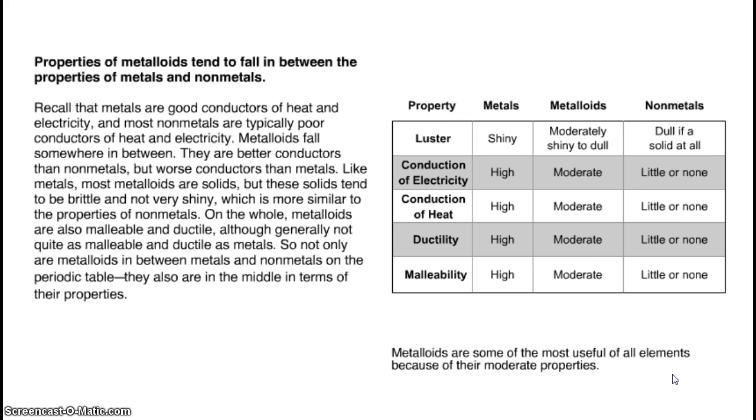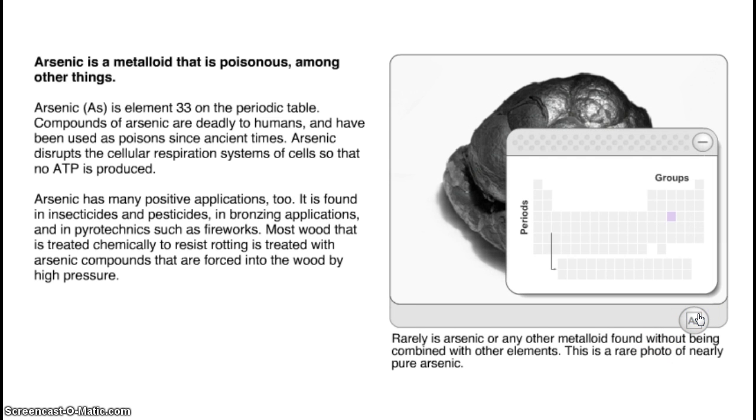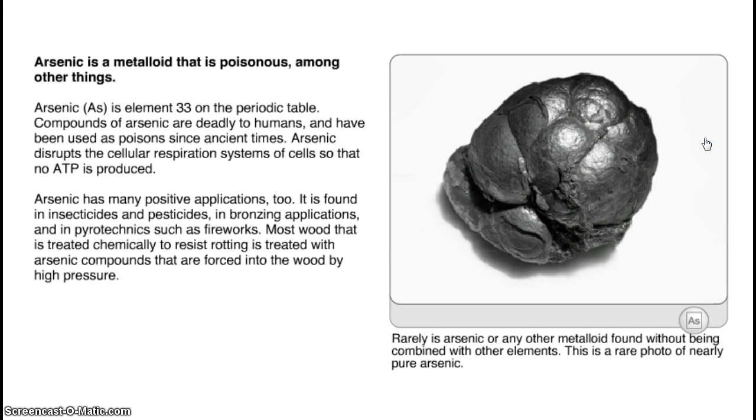Metalloids are some of the most useful of all elements because of their moderate properties. So because they're in between, we can actually use them for a lot of stuff. Arsenic is a metalloid that is poisonous, amongst other things. Arsenic, As, is element 33 on the periodic table. So that's where it's located. Compounds of arsenic are deadly to humans and have been used as poisons since ancient times. And it's in a lot of books, too. So you've probably heard of arsenic.